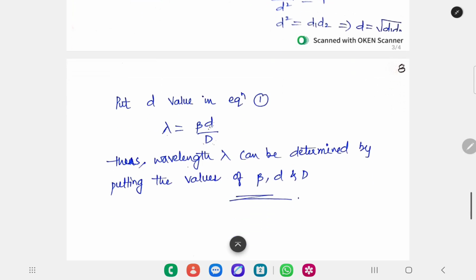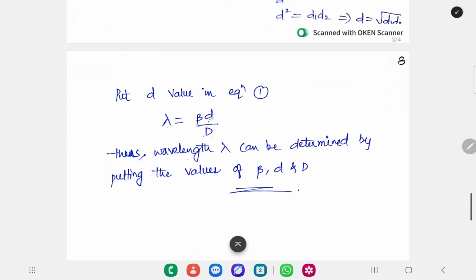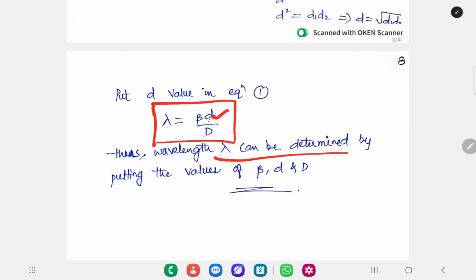So we have to put the d value in this equation of lambda. So we will get lambda, the wavelength that is to be determined. We substitute in that equation, as we know the beta value, small d value and capital D value now. We will get the lambda value. So this is the way we use the Fresnel biprism to find out the wavelength of any light.